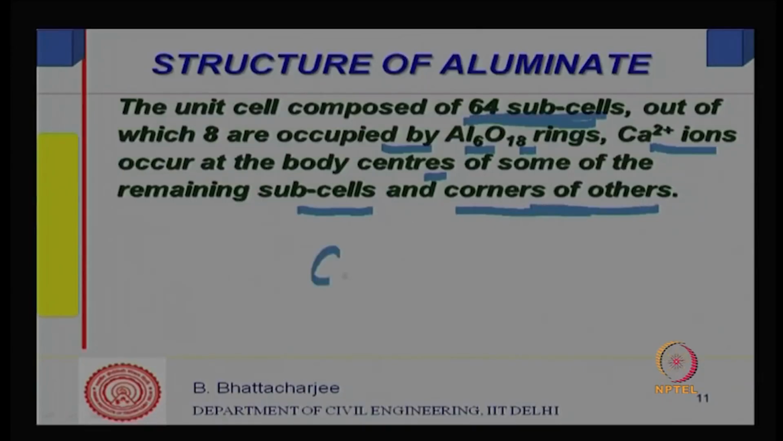So, essentially calcium ions and the Al6O18 rings are there, and calcium ions are placed at the body centered position for some of them, and for the remaining subcells it remains at the corner.